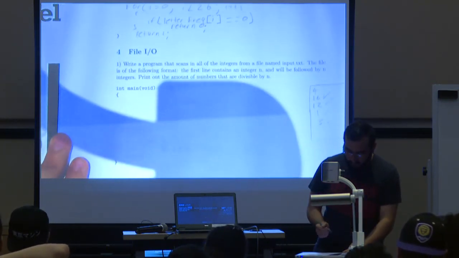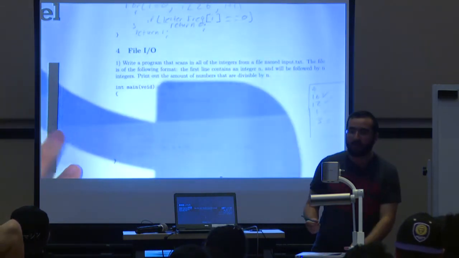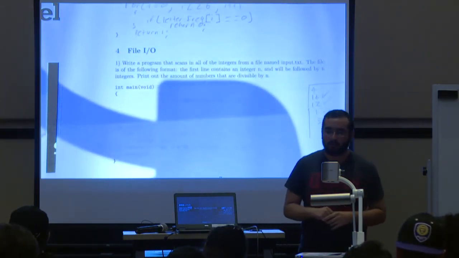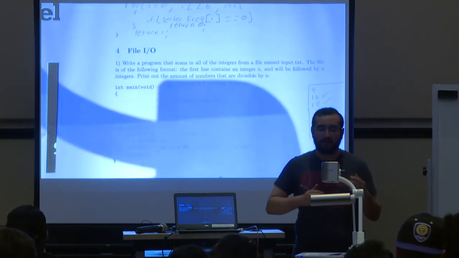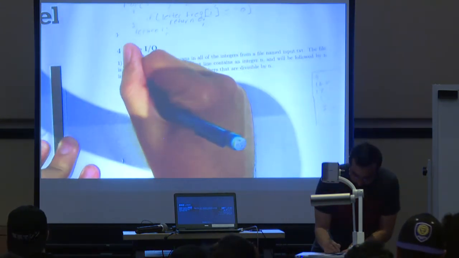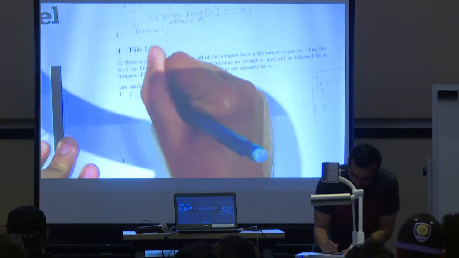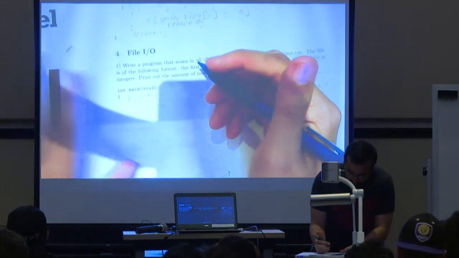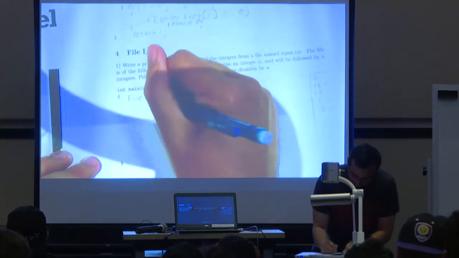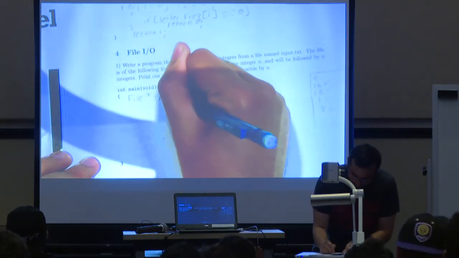So to start off, usually when we're working with file I/O, we're going to need some kind of file pointer. So remember, a file pointer is just a special pointer that knows the location of a file in memory. So we have FILE asterisk, and I'm just going to call this IFP.